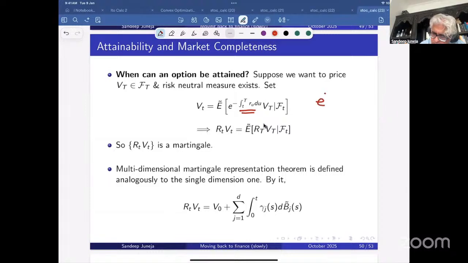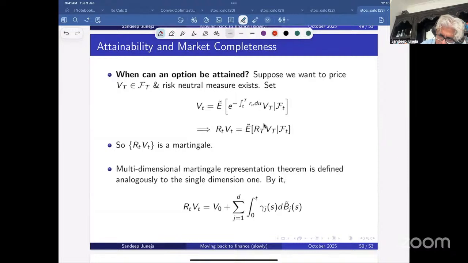This is exactly e to the power minus 0 to t, r u du, and in the denominator I have e to the power minus 0 to small t, r u du. So I've just brought that upstairs. Okay. So in the risk neutral measure, we needed to divide, and we've done that.